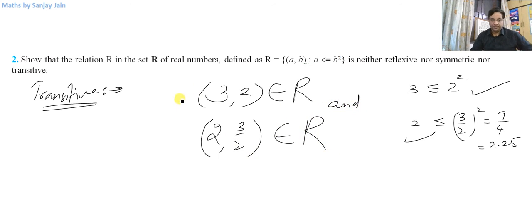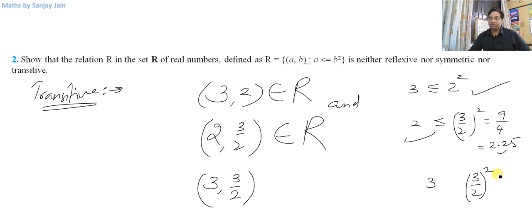Now, I have shown you that 3, 2 belongs to this relation R, and 2, 3 by 2 belongs to this relation R. Now, if I can say that 3, 3 by 2 doesn't belong to this relation R, then I will be able to say that it is not transitive. So, let me check. 3, (3 by 2) squared, which I have already shown is 2.25.